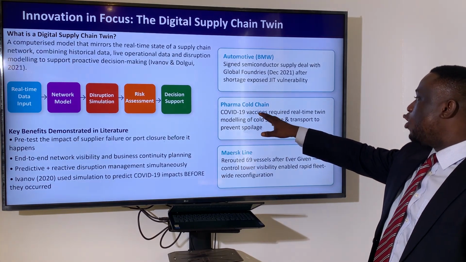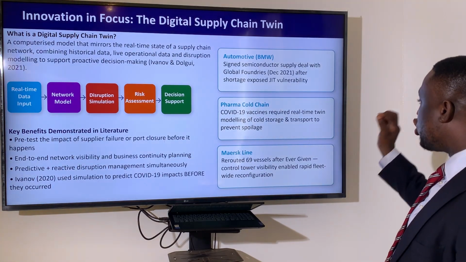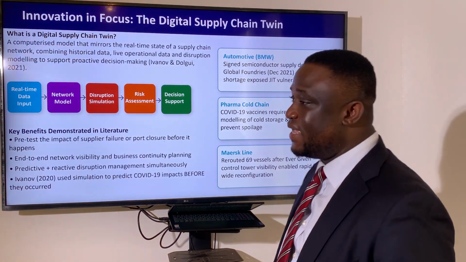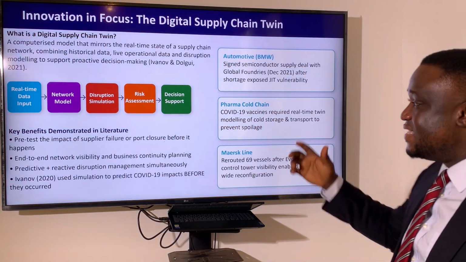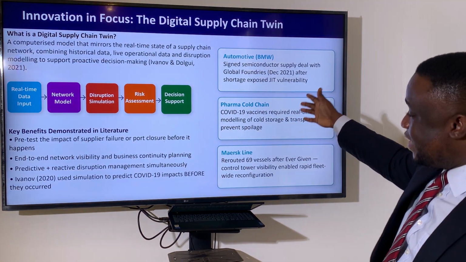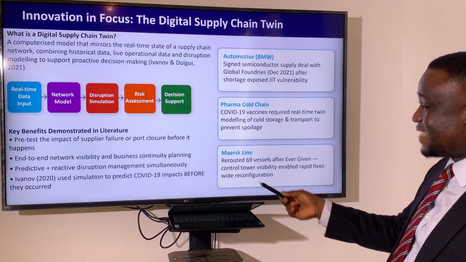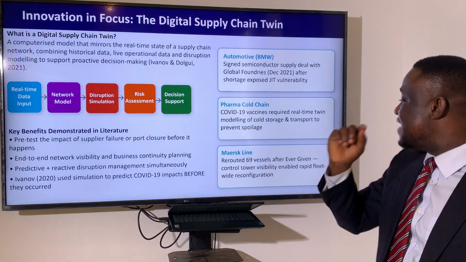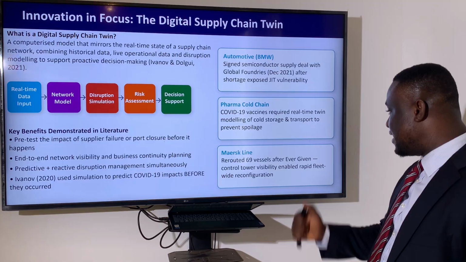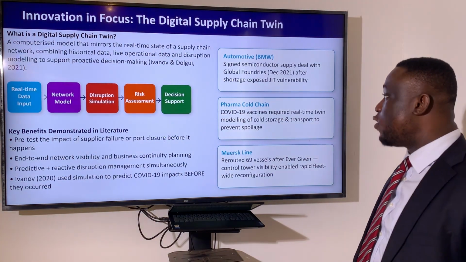Now, the cold pharma chain: COVID-19 vaccines required real-time twin modeling of cold storage and transport to prevent spoilage. After COVID-19 happened, they realized that some vaccines need proper storage in order not to spoil. So there was a redesigning of cold storage and transport to prevent it. And then MISEC, as I presented earlier, rerouted 69 vessels after the Evergreen happening in the Suez Canal, using control tower visibility to enable rapid fleet reconfiguration.